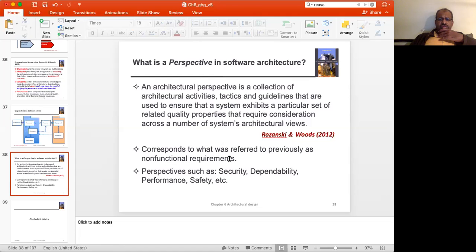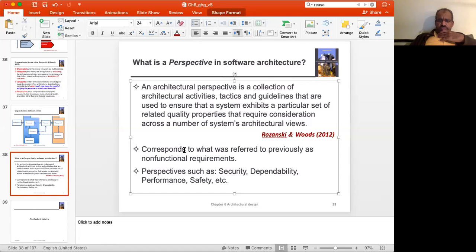And these views correspond to what we previously referred to as functional requirements. So what perspectives do we have? Security, dependability, performance, and so on.